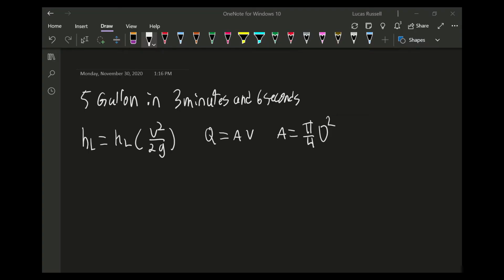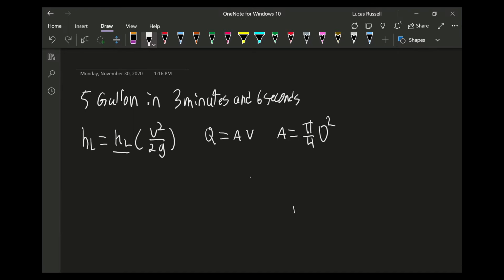Alright guys, we made it inside. While we were out there, we measured the flow rate of our little system. I measured how long it took to fill up a 5-gallon bucket, and it took 3 minutes and 6 seconds. And we need that along with the head loss across that fitting, which was 1 centimeter, to find this KL. This is the coefficient of minor loss across that fitting.